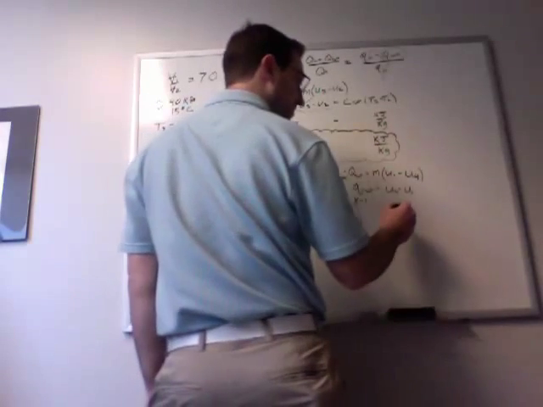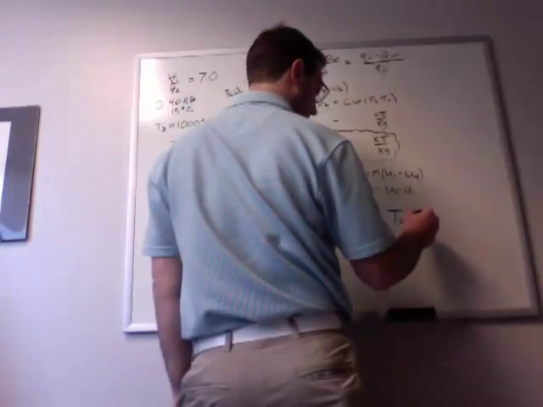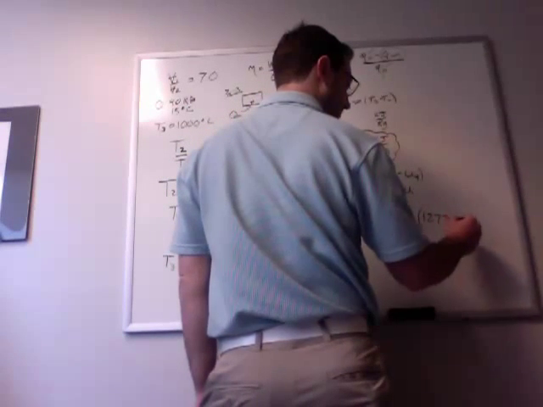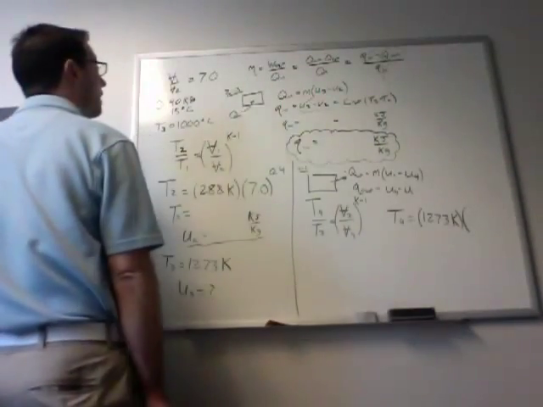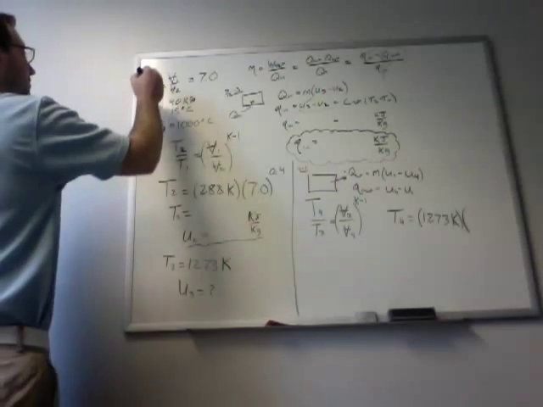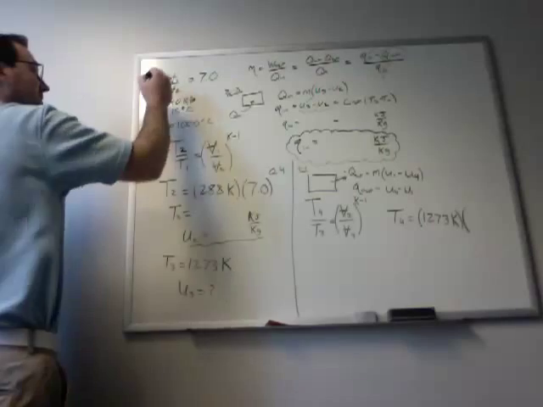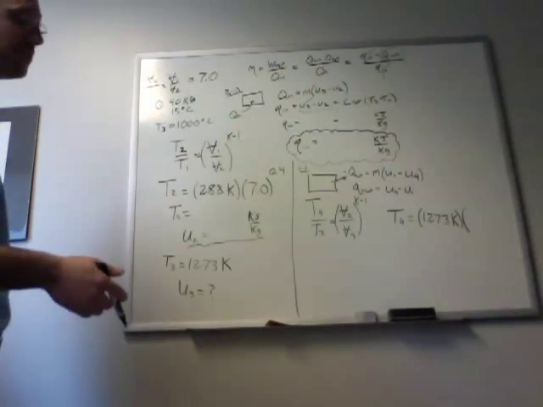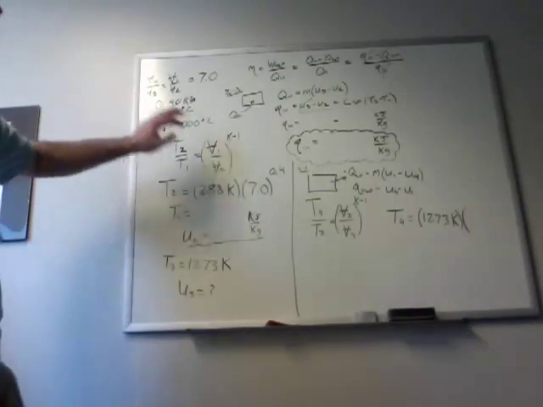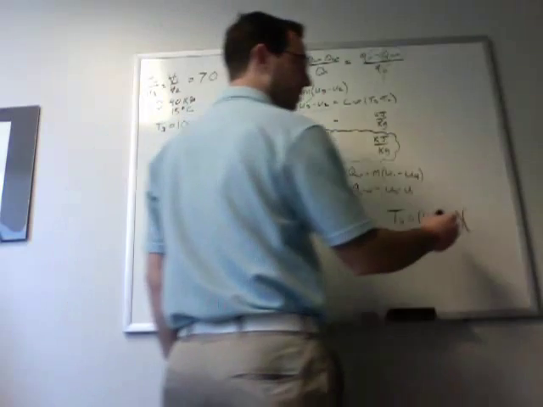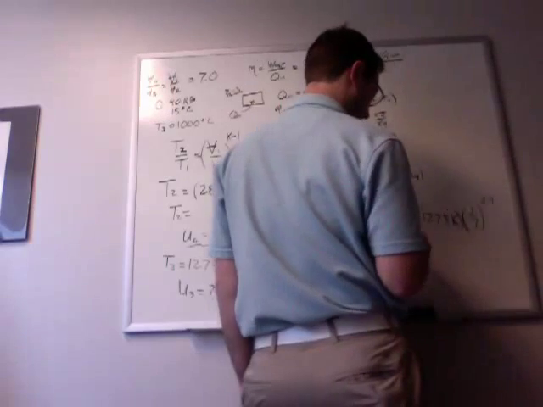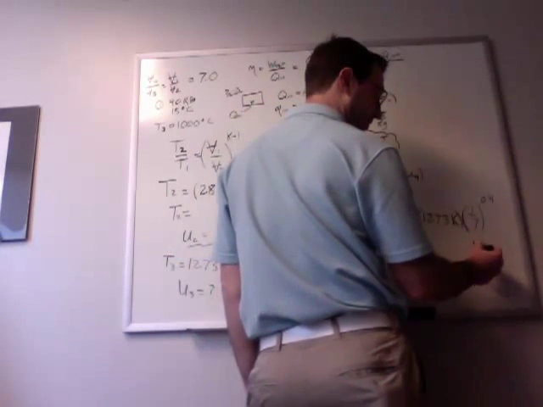So I could solve it for T4. T3 was 1273. I know that V1 is the same as V4, it's constant volume heat rejection, and V2 is the same as V3. It's constant volume heat addition. So that is the inverse of what I need here. So this is 1/7, again to the 0.4. So that's going to get me T4 in Kelvin.